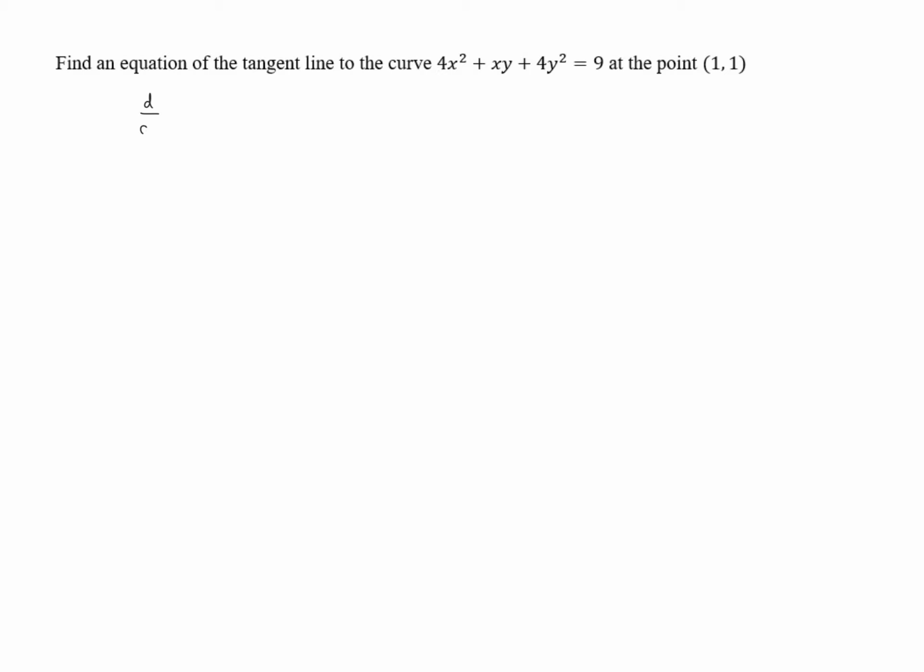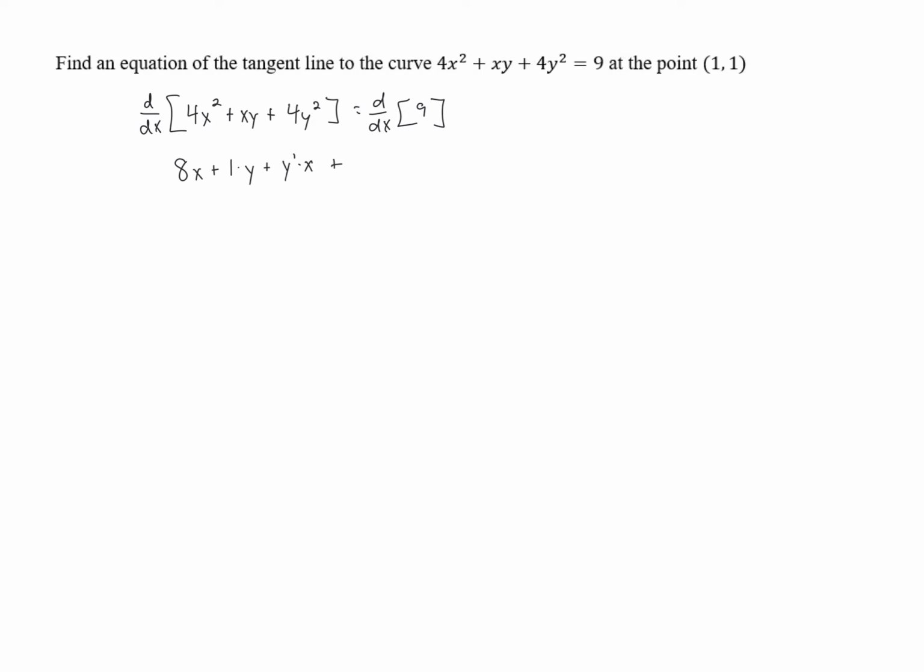So we're going to differentiate the left-hand side of that equation, which is 4x squared plus xy plus 4y squared, and also the right-hand side, that's d over dx of 9. Now, on the left-hand side, the derivative of 4x squared is going to be 8x, plus, for that middle term, we're going to have to use the product rule. We've got the derivative of the first, which is 1, times the second, plus the derivative of the second, y prime, times the first, which is x.